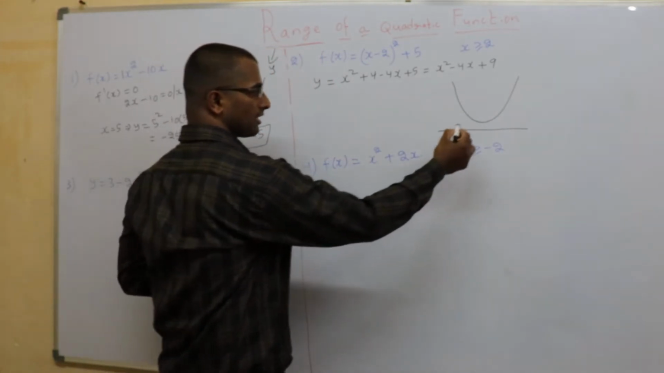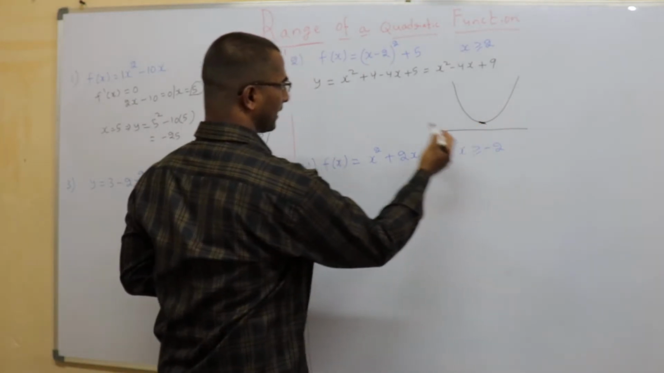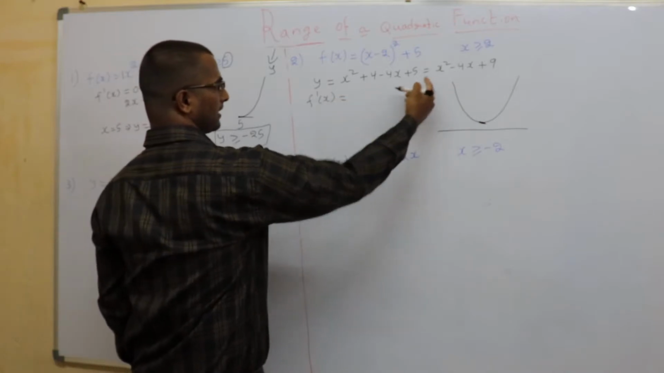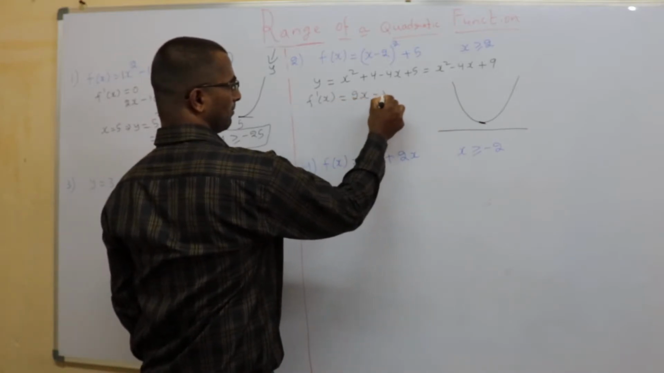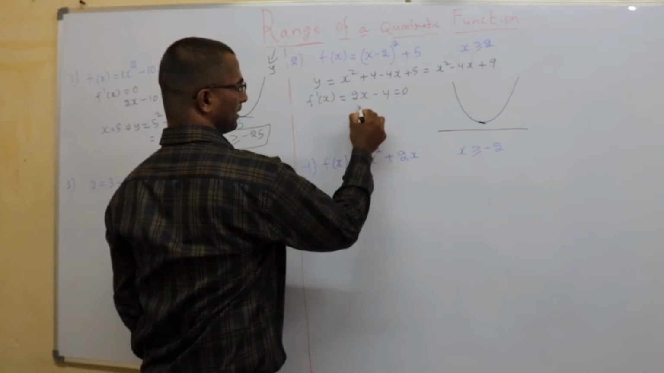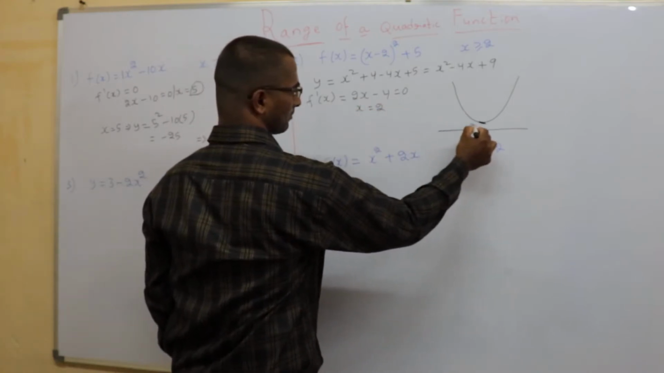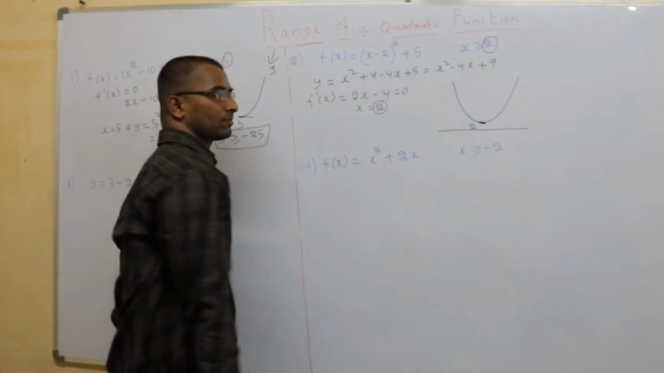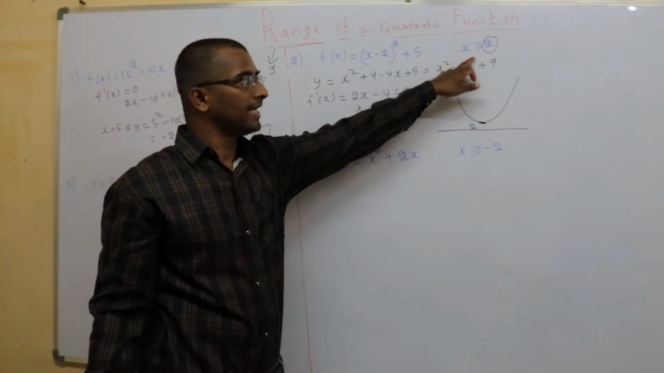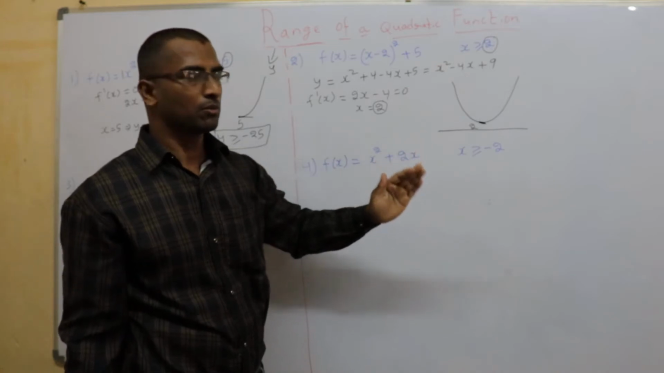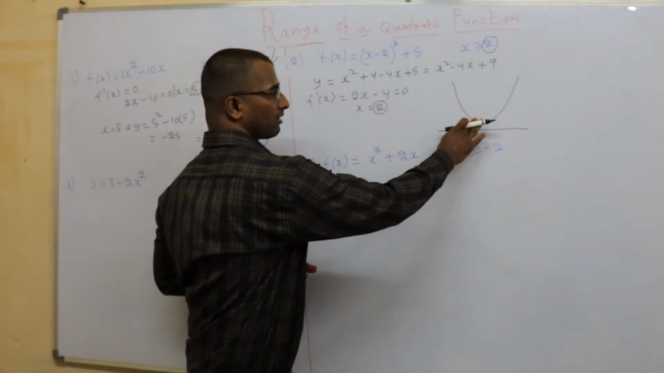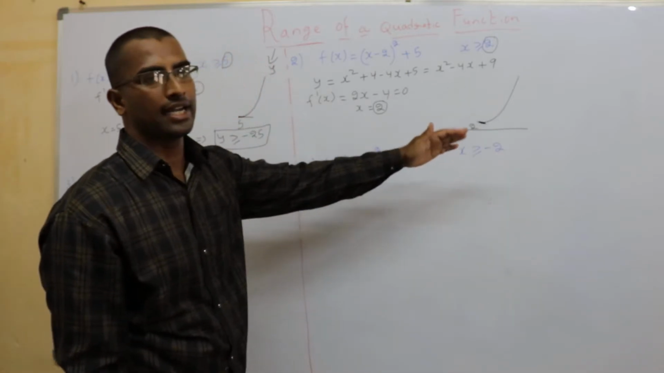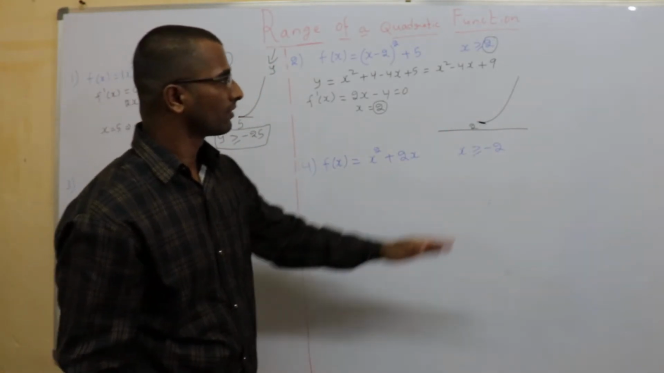Let me find this turning point. To get the turning point, f dash x equal to 0. So that is 2x minus 4 equal to 0, which implies x equal to 2. This value and this value are the same. What is this saying? My x is starting from 2. So before that the graph is not at all existing. Your graph is starting from 2 itself.